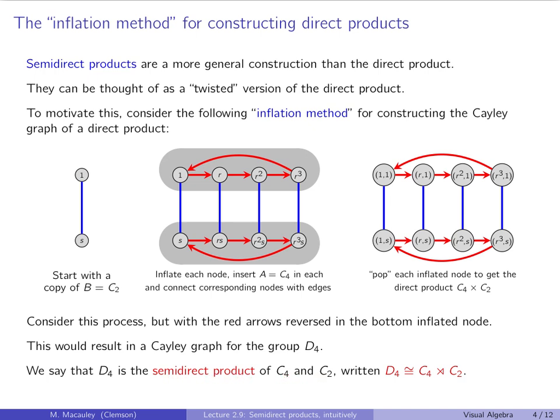I should probably say a semidirect product because sometimes there's multiple ways to do this. In this case, there's not. And we write that using the same notation as the direct product, but we just have an extra vertical bar on one side of that direct product symbol.